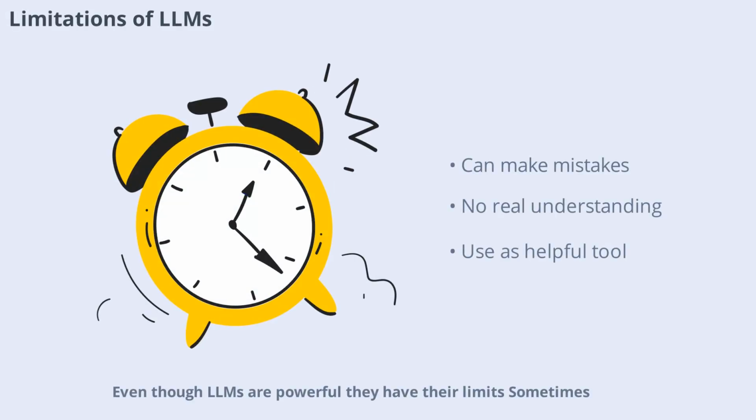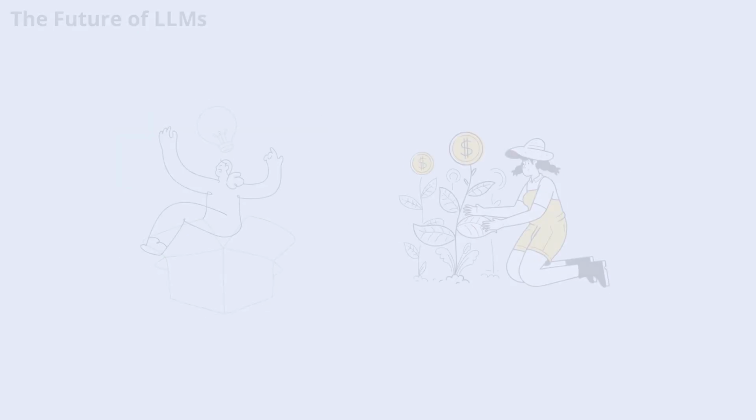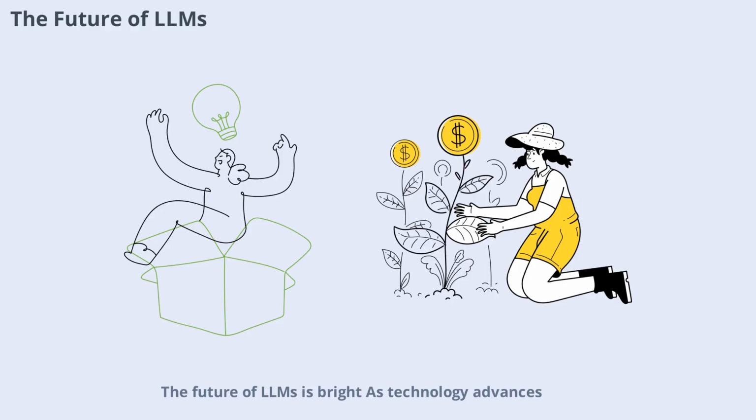Even though LLMs are powerful, they have their limits. Sometimes they might make mistakes or misunderstand your question. They don't actually think or feel, they just use patterns in data to generate responses. It's important to use them as helpful tools, not as perfect sources of truth. The future of LLMs is bright. As technology advances, these models will become even more powerful and helpful. We can expect them to assist in more areas of life, from education and healthcare to entertainment and business.